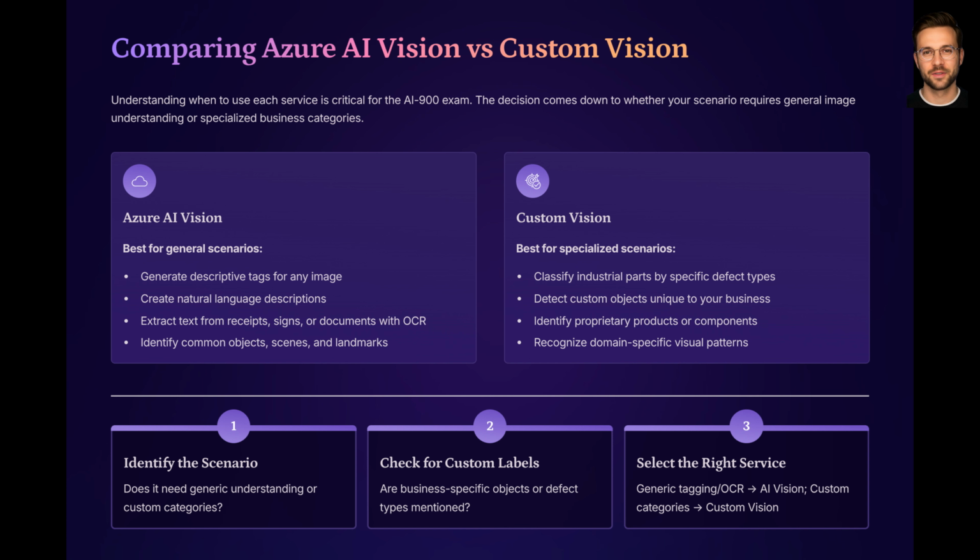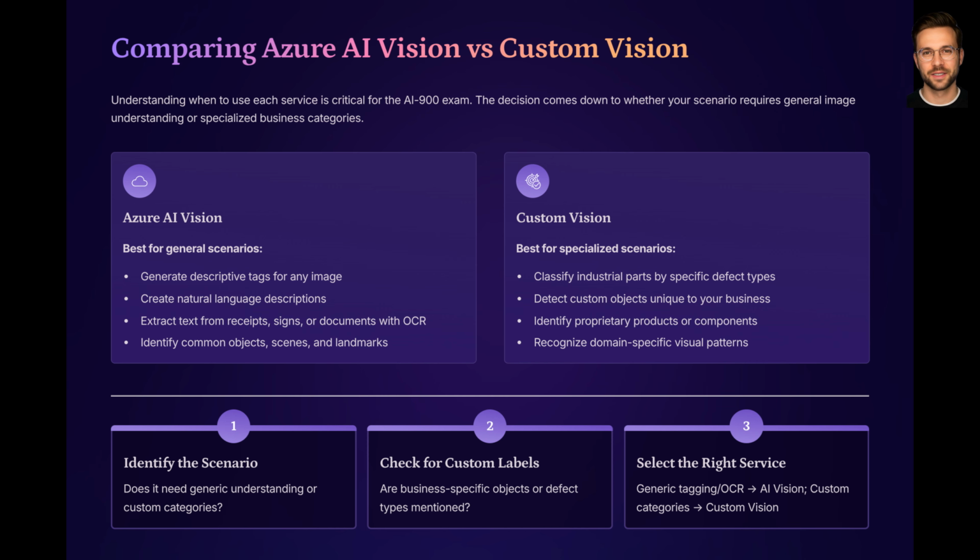Let's make the distinction even clearer with some examples. Suppose the scenario says, a retailer wants to automatically assign general tags to product images such as shoes, outdoor, or blue, and generate short descriptions for the website. General tagging and description can be handled by Azure AI Vision using its pre-built image analysis features. Now consider another scenario. A quality control team wants to detect specific types of cracks in a specialized industrial part. They have a labeled dataset of images showing different defect types.